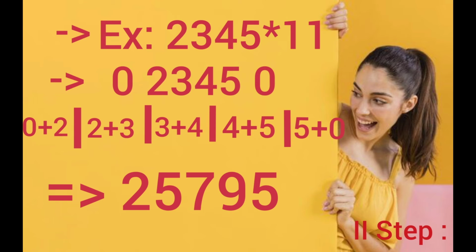Example 2, 3, 4, 5 multiplied by 11. So the calculation involves three steps. The first step is to fix the 0 in front of the number and at the end of the number, as shown in the slide. The 0 we fix in front of the number, and finally we put another at the end. So 0, 2, 3, 4, 5, 0. The number becomes like this, right?